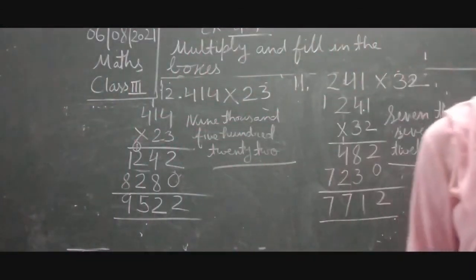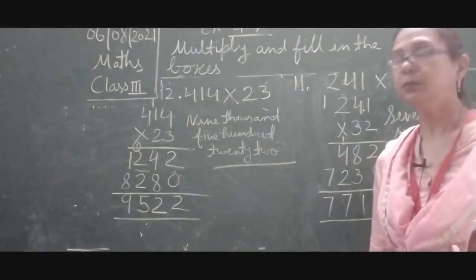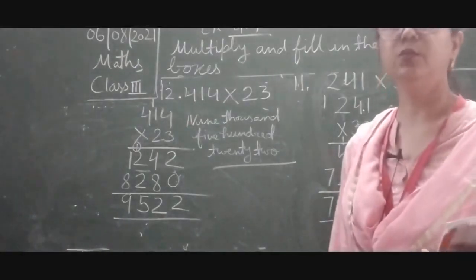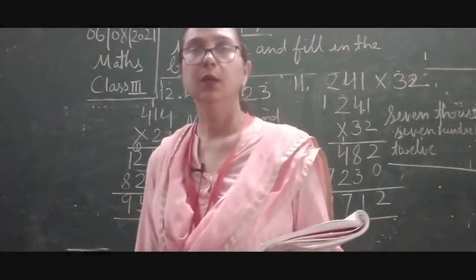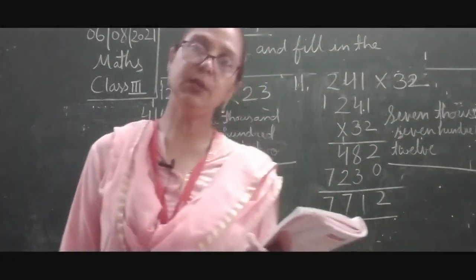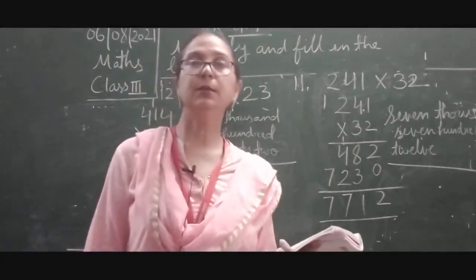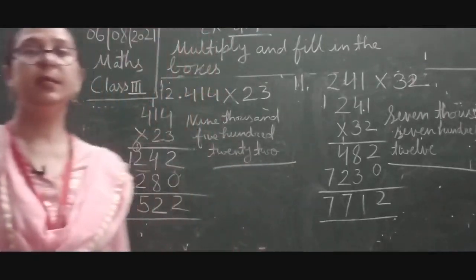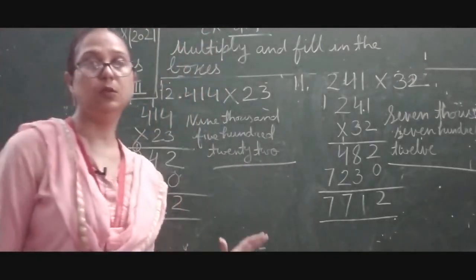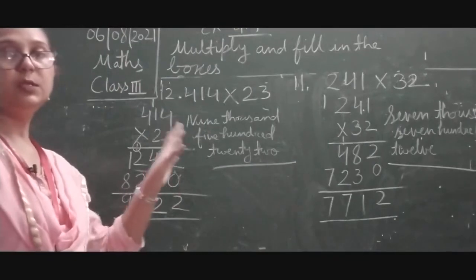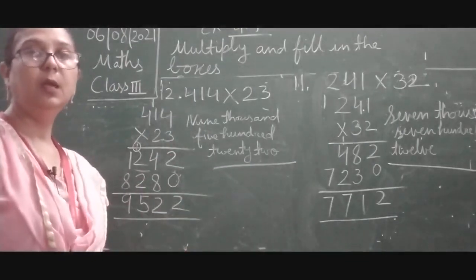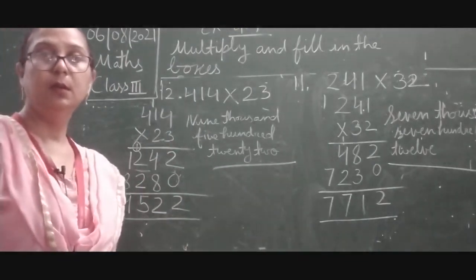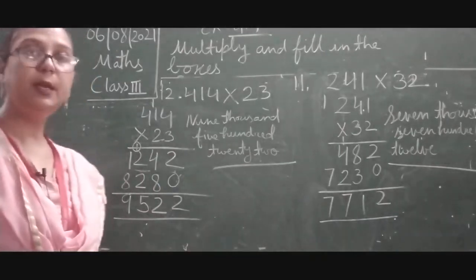So all of you completed. 12 questions we have done today. Okay, children. So we will do more questions in our next video because we have to complete these exercises in the copies also. So first of all, you just write it down in your copy and complete it. All questions must be written in your copy.